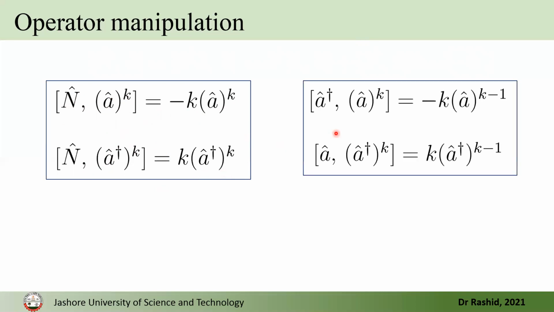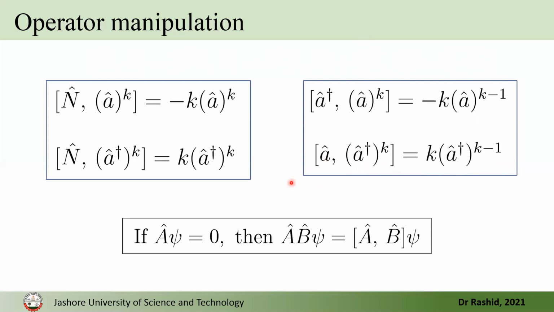We can also show that the commutator between A hat dagger and A hat to the power k is like this, and for A hat and A hat dagger to the power k it is like this one. I leave this as homework for the students. They need to do it to get used to these kinds of expressions.